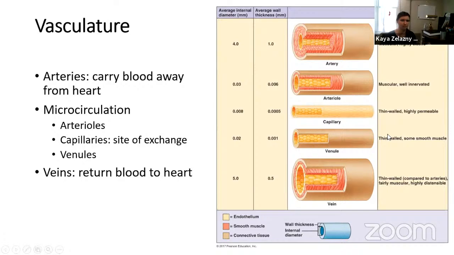The venules are thin-walled. They have a little bit of smooth muscle, but nothing like, for example, our arterioles. And then we'll have the veins. They're thin-walled compared to the arteries, which are otherwise of similar size. They're fairly muscular, and we'll see that they're highly distensible, and we'll talk about what that means for our body when we get to those. Another thing to note about the structure of the veins is that they include valves throughout the venous system. For arteries, we only really see valves in the aorta, and that's it.